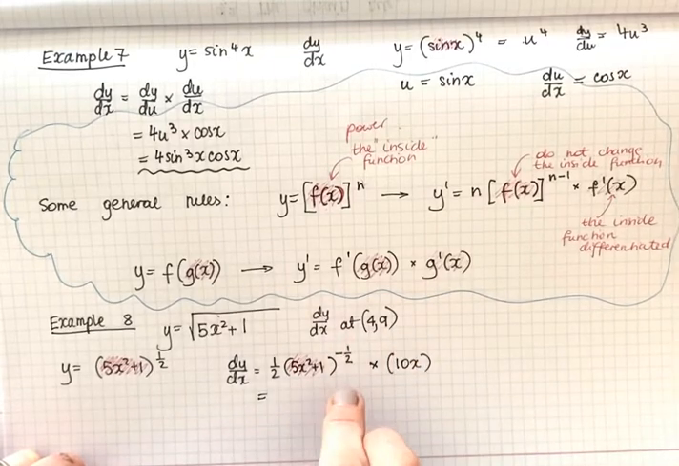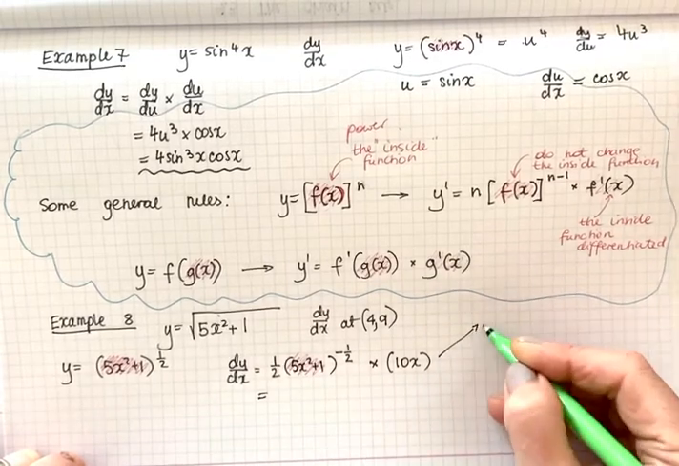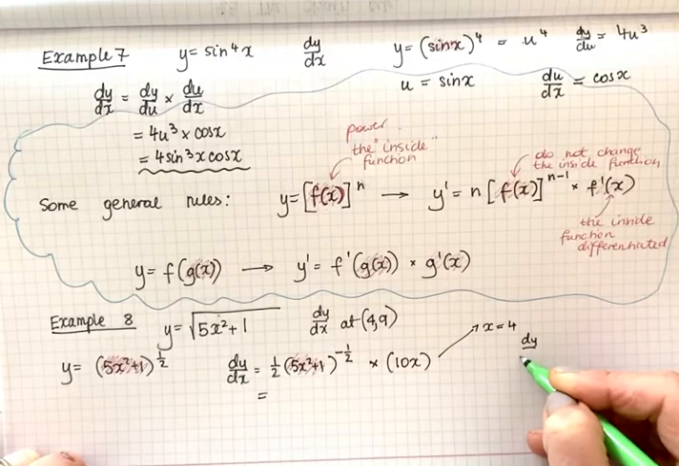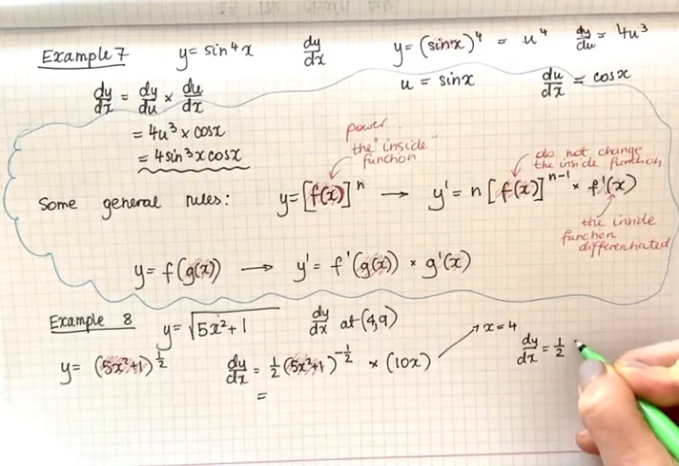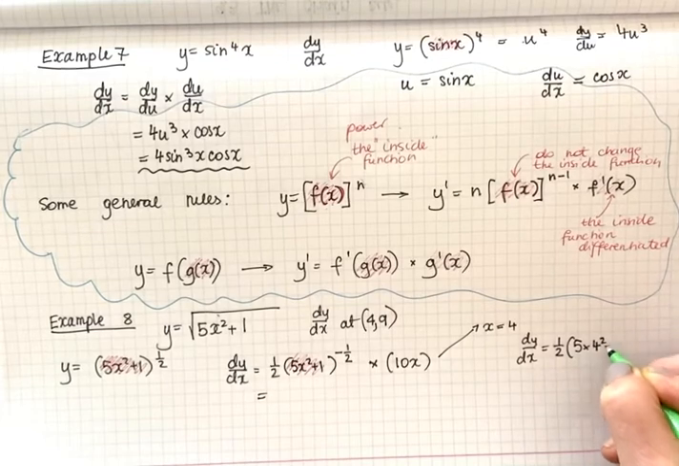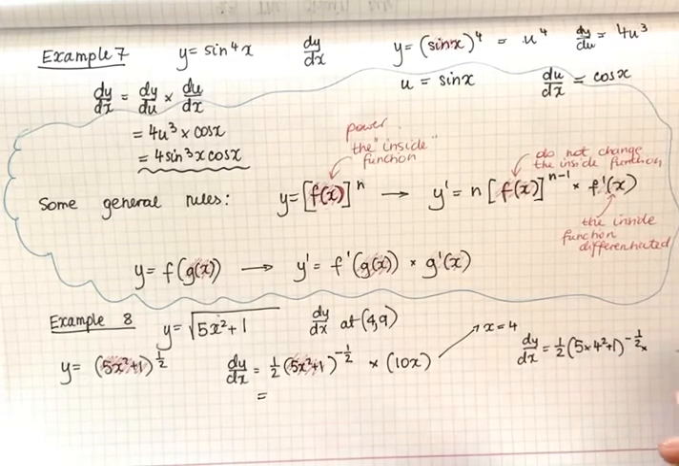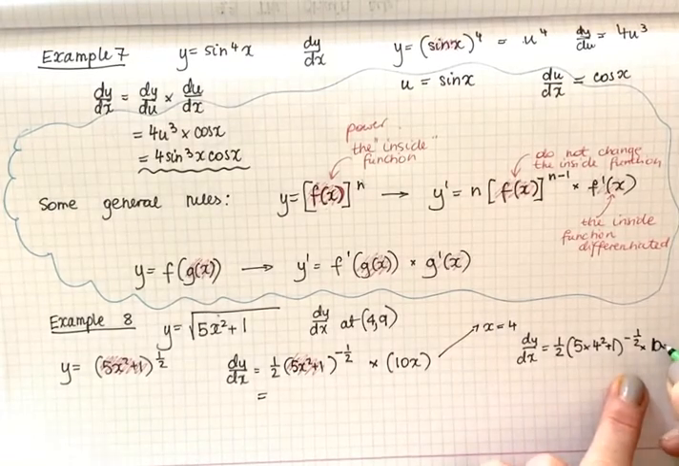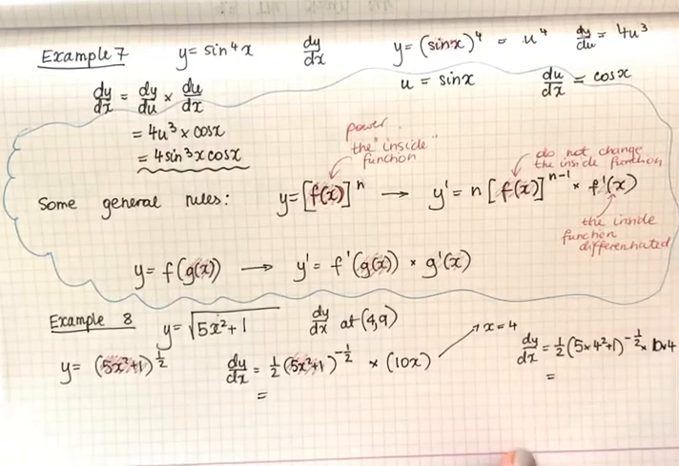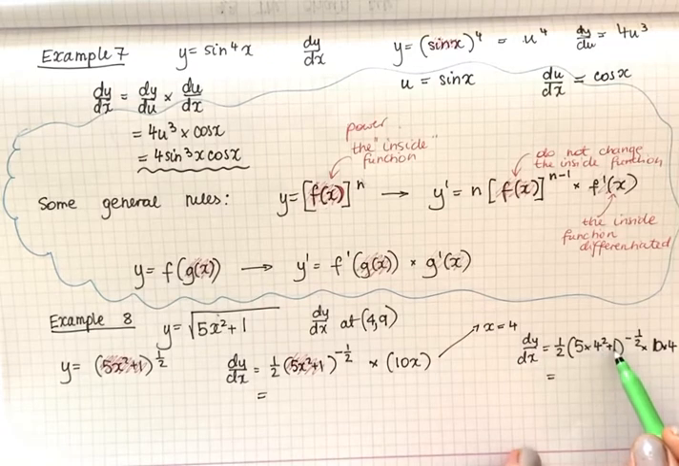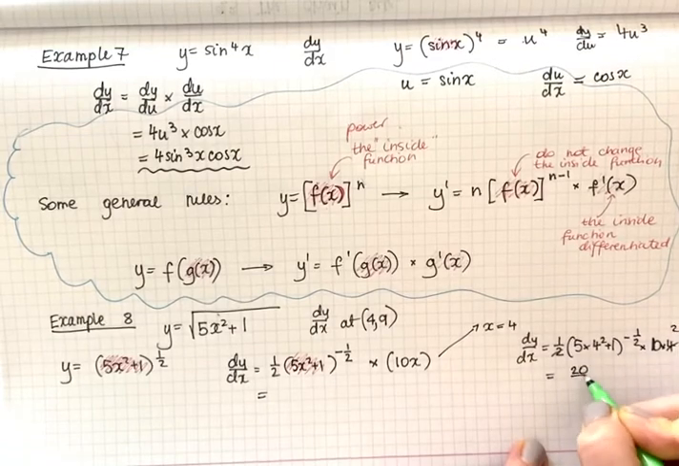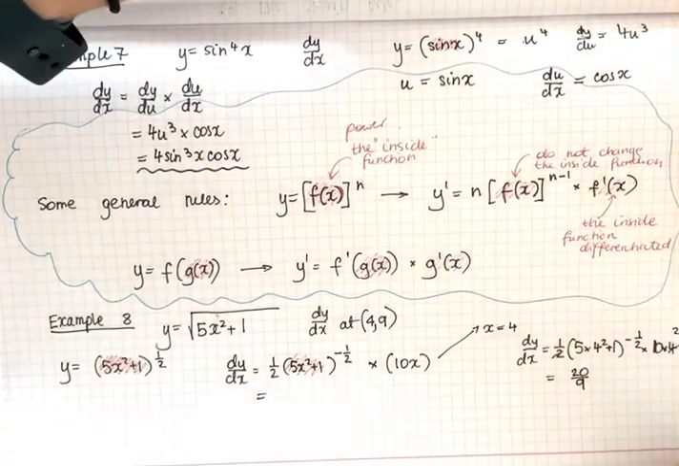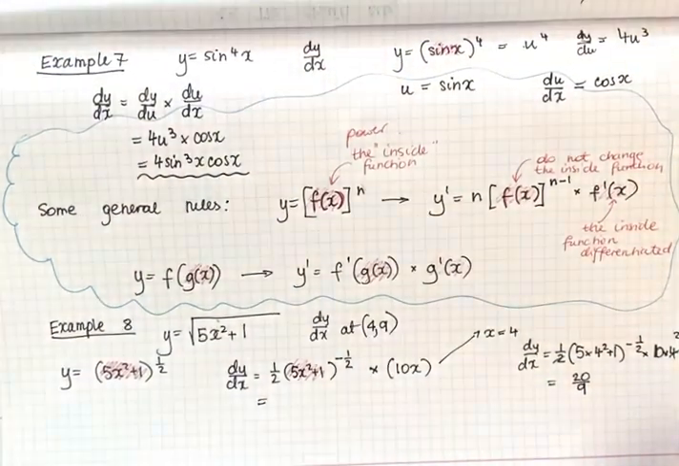You can actually find dy dx straight away by substituting here x is equal to 4. But I will tidy it up just so we can check whether, you know, what to do in this case. So let's just do the question first. So it's 5 times 4 squared plus 1 to the power of minus a half multiplied by 10 times 4. Pop it into the calculator. 5 times 1681. Square root of 81 is 9. Flipped is 1/9. And 2 and 2. So is that 20 over 9? Let me just double check that this is right. If it's not, then we'll have to pop it into the calculator.